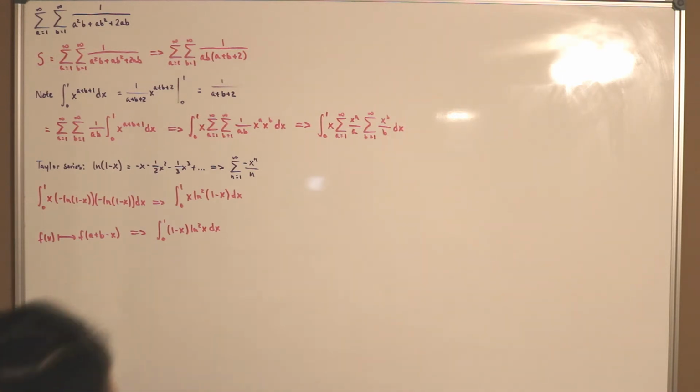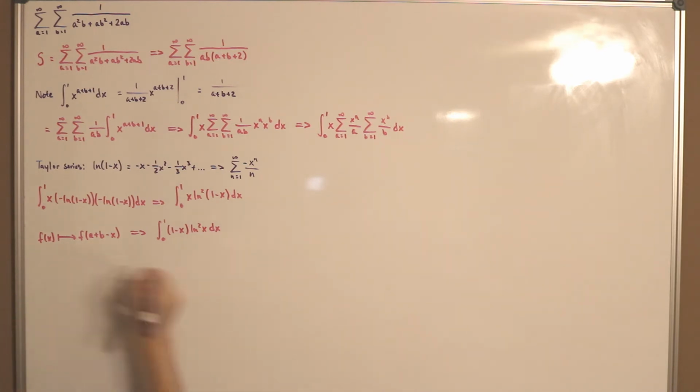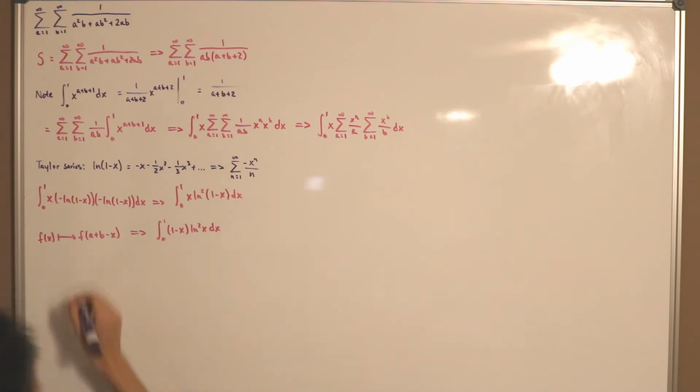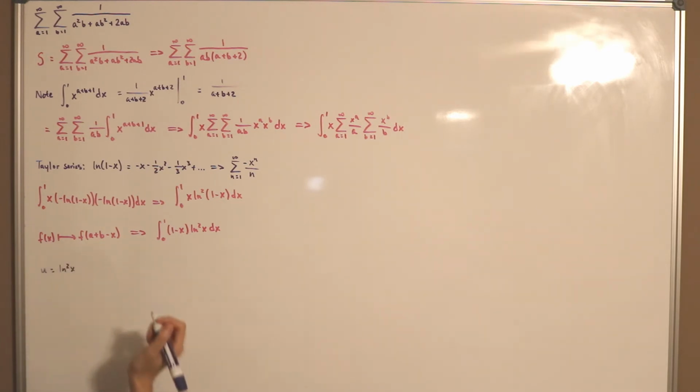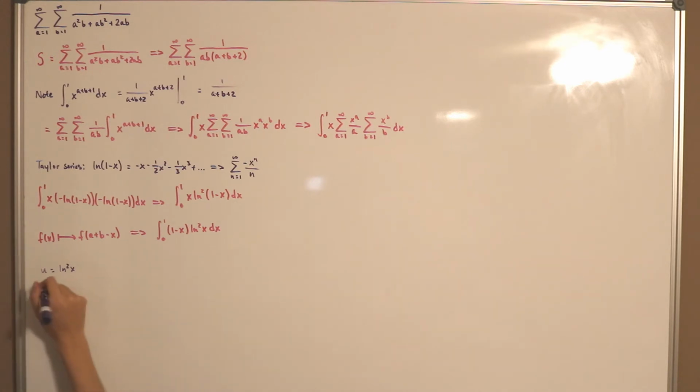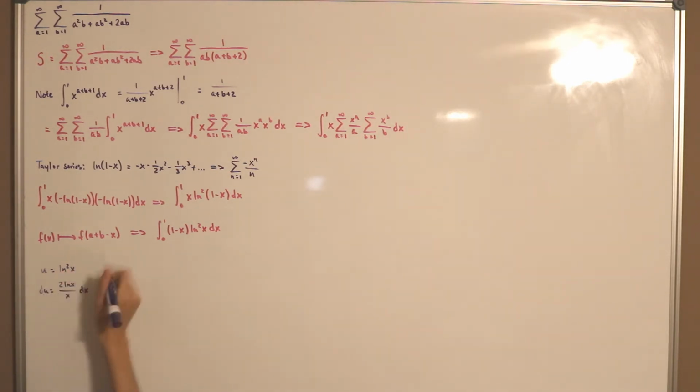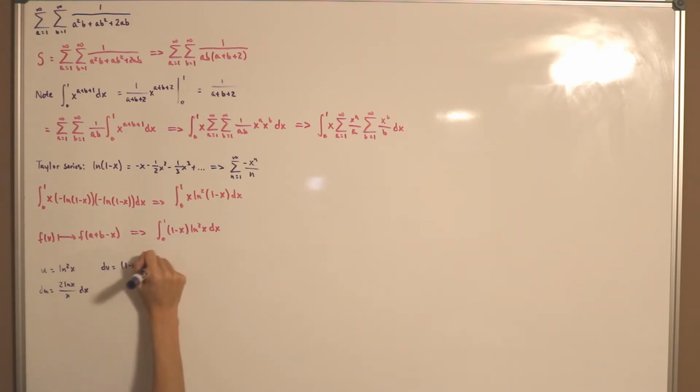Okay, and so pretty much this is going to be an integration by parts integral. So I'm going to let u equal ln squared of x. So du is equal to 2 ln of x, then divided by x dx. Then dv equals 1 minus x dx, then v is equal to x minus 1/2 x squared.